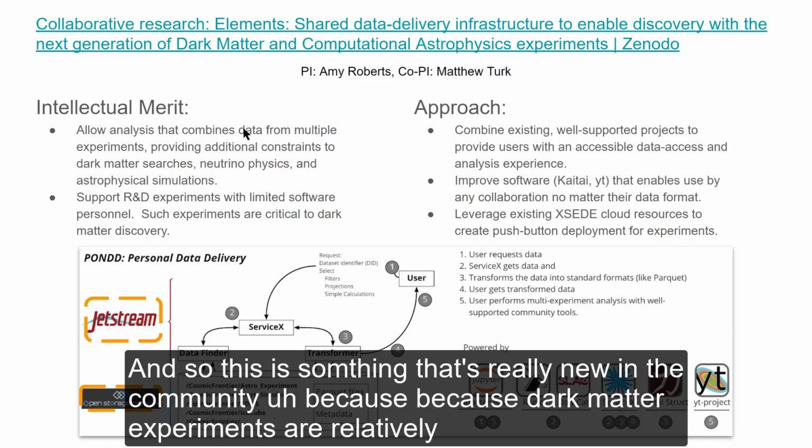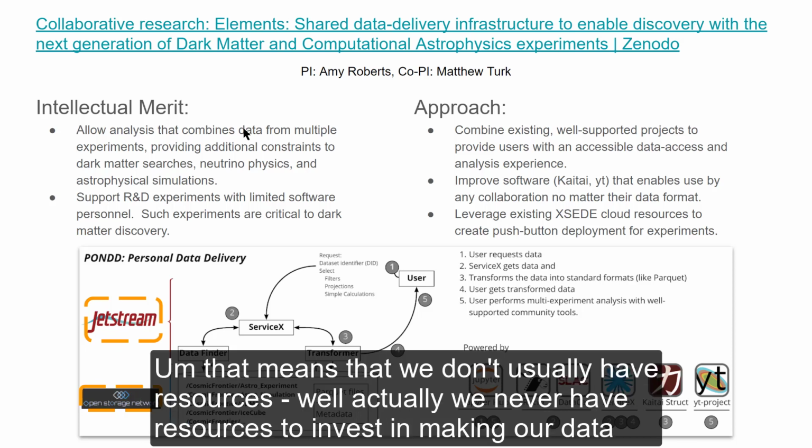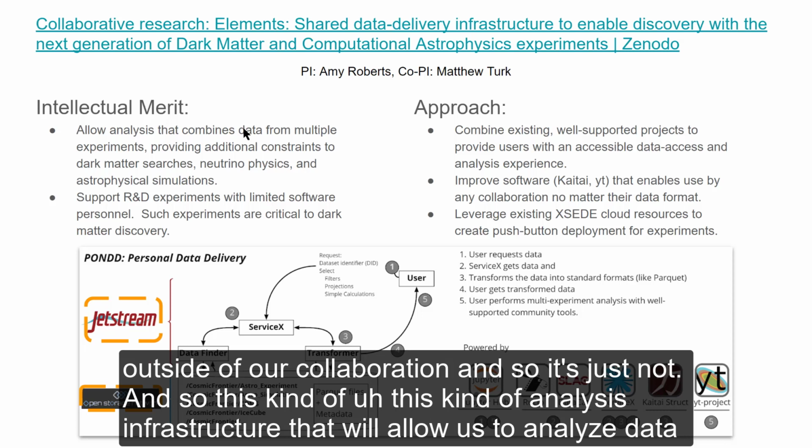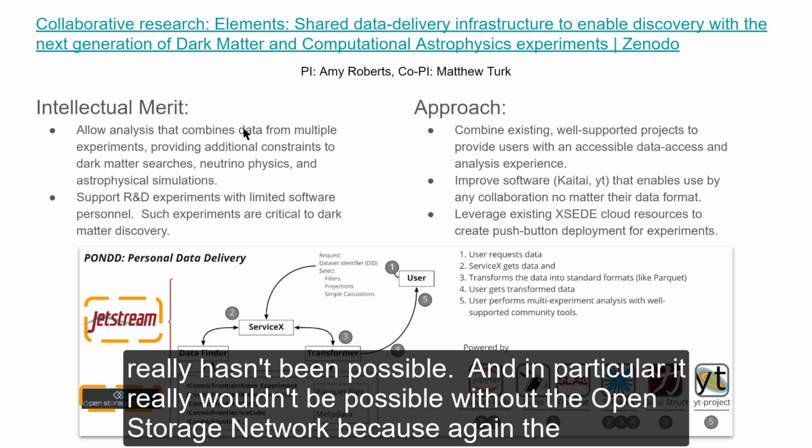And so this is something that's really new in the community because dark matter experiments are relatively small, and by small I mean on the scale of 50 to several hundred collaborators. That means that we don't usually have resources, well actually we never have resources, to invest in making our data accessible to people outside of our collaboration. And so this kind of analysis infrastructure that will allow us to analyze data across different experiments really wouldn't be possible, and in particular really hasn't been possible.